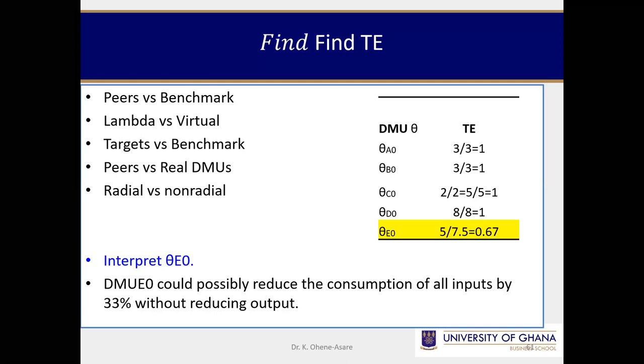Yes. Hello, Doc. All peers are real DMUs, but not all real DMUs are peers. Because even looking at the graph, AO is a real DMU, but it is not a peer. So is it true or false? It's false. It should have been what? It should have been all peers are real DMUs, but not all real DMUs are peers. Okay, all right, thank you.